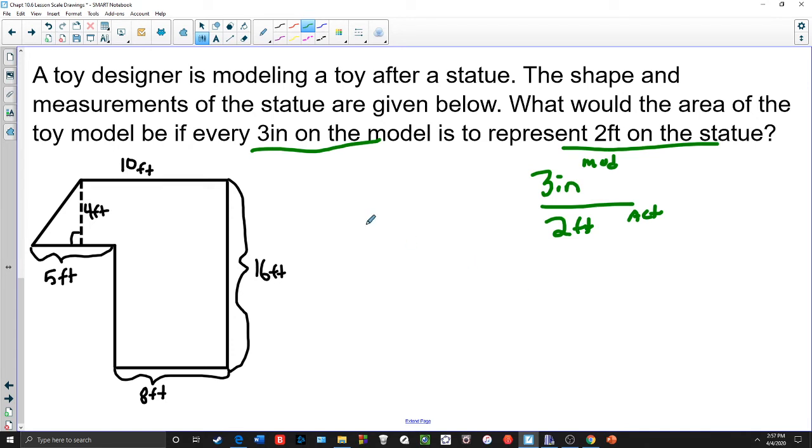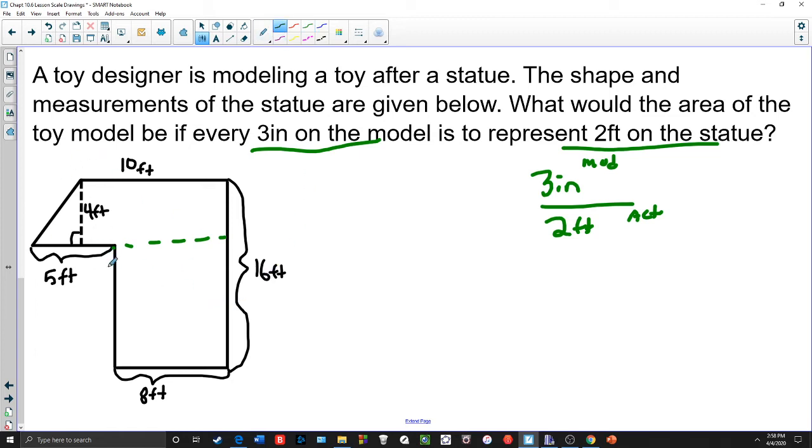Now if I want the area, I first need to figure out the area of my statue. That way I know how much area to give to my model. This is a composite figure. It's made up of 2 different shapes. You could cut this up into maybe a triangle, a rectangle, and then another rectangle on bottom. But the way I see it is top trapezoid, bottom rectangle. That way I only have 2 shapes to deal with. And the less shapes I have, the happier I am.